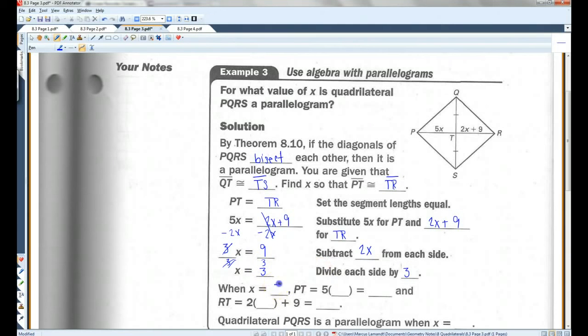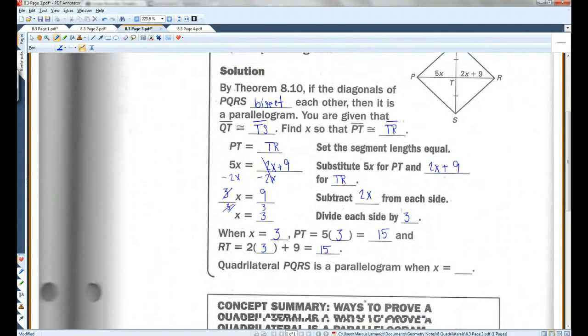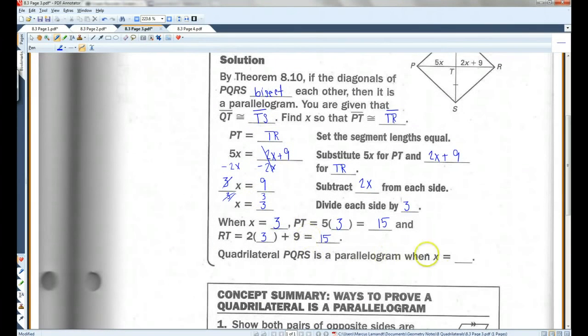So, when x equals 3, PT equals 5 times 3, which is 15. And RT equals 2 times 3, 6, plus 9, which also equals 15. So, quadrilateral PQRS is a parallelogram when x equals 3.